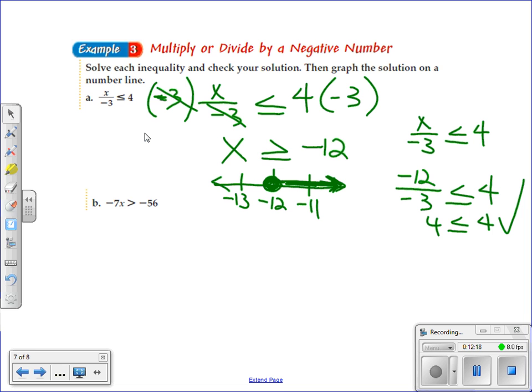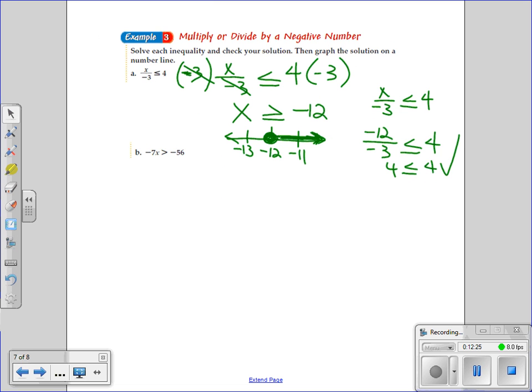All right. I'll let you copy that down. Pause it if you want, because I'm going to erase. Oh, no, I don't need to erase. I'll just move up the page here.